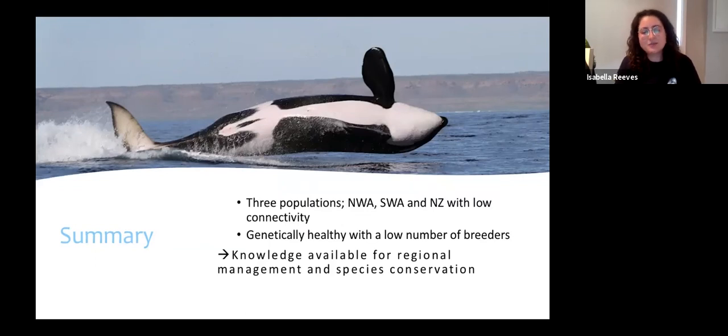So just as a summary, we had 3 populations, or a minimum of 3 populations, so Northwestern Australia, Southwestern Australia and New Zealand. They have low connectivity. Genetically, they're reasonably healthy and they have low numbers of breeders. So what's most important is that this information is actually now available for management to start making policies around, which is really exciting, and it does put them in the picture for killer whales elsewhere in the world.